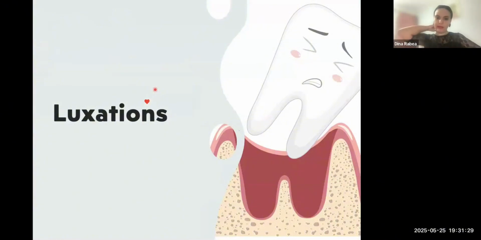Okay, so we have finished the fractures. Let's proceed to the luxations, which are the more intrusive and painful fractures in this age category. And most of the time, we see these luxations combined with complicated crown root fractures or complicated crown fractures with pulpal involvement.